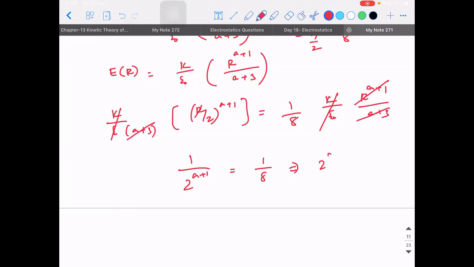Two, sir. So, yes, that's right. This 2 cube, a will be. So that's the answer. Are you guys clear with the concept?